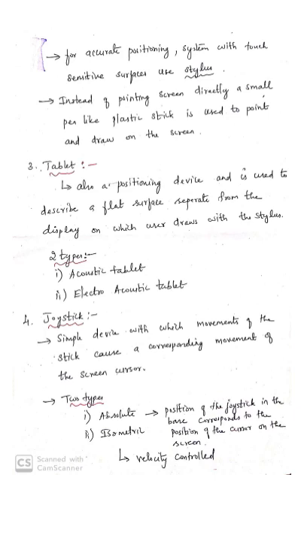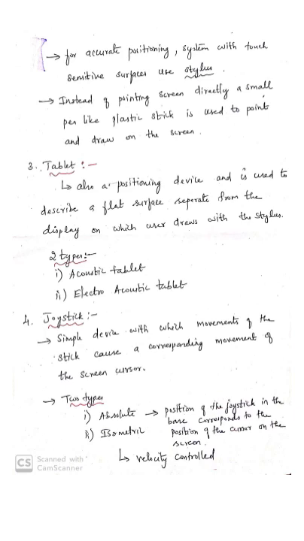For an accurate positioning system with touch sensitive surfaces, we will use a stylus. The stylus is also a pointing device. Instead of pointing at the screen directly, a small pen-like plastic stick is used to point and draw on the screen.